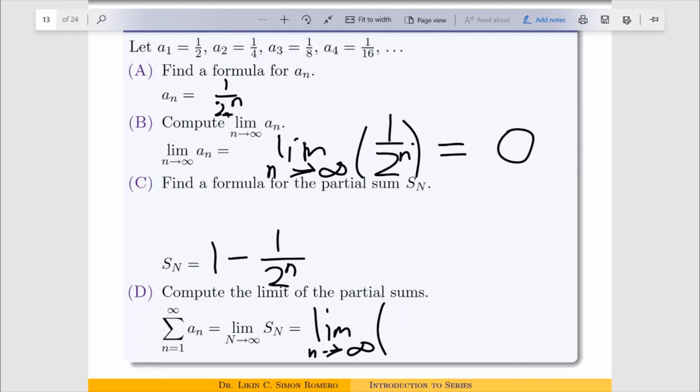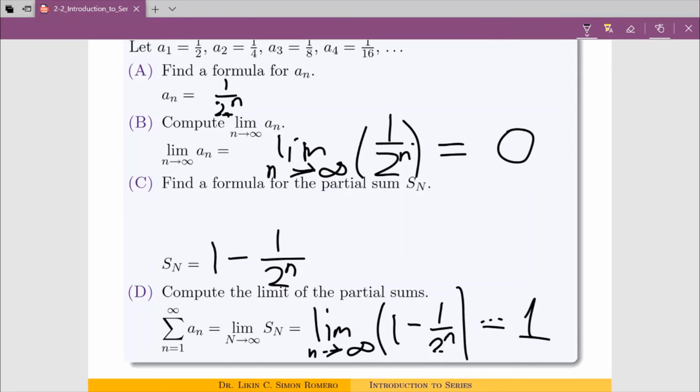So now if we look at our answer for part D, we can take the limit as n goes to infinity of our S of n, and so this is the limit as n goes to infinity of 1 minus 1 over 2 to the n. And once again, this is equal to 1, if you note that this 2 to the n term approaches 0 here.